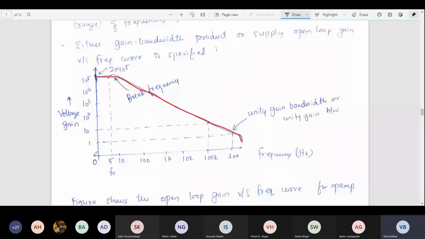At 0 hertz, what is the gain? I have marked it here. Let's say 2 into 10 raised to 5. 2 into 10 raised to 5 is the gain. This gain, 2 into 10 raised to 5, will be constant until 5 hertz only. After 5 hertz it starts to dip. So the moment it starts to dip at the particular point, that point is called the break frequency.